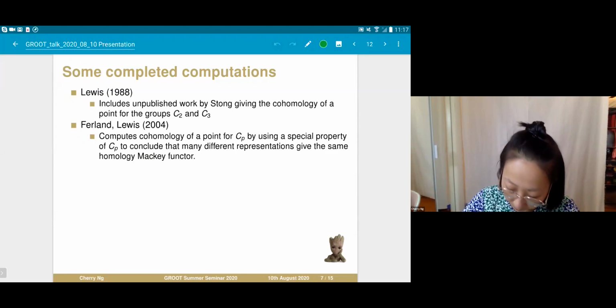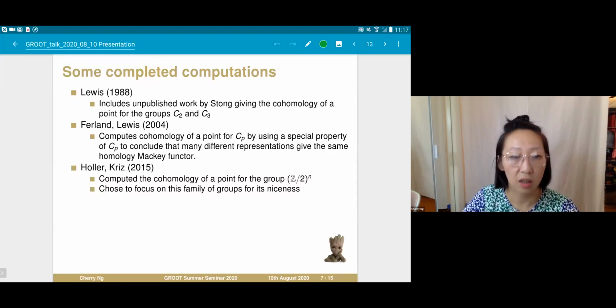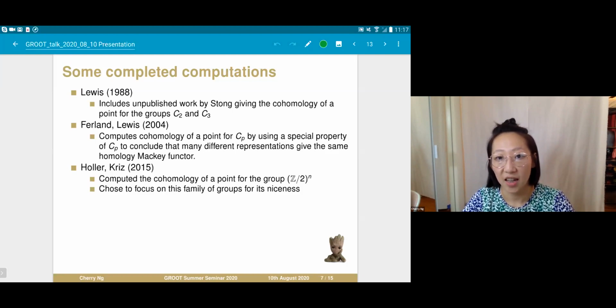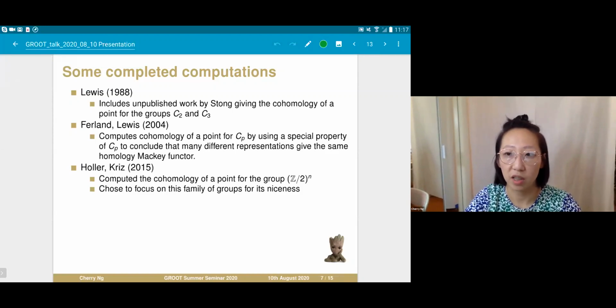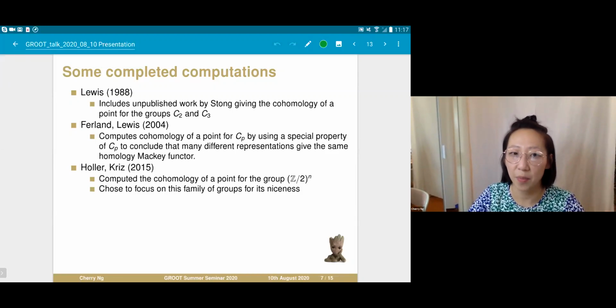And then in 2015, there were computations completed for the group Z mod 2 to the n. And in it, the author claims that they chose to focus on this group because the representation ring of Z mod 2 to the n is particularly nice. And what do they mean by particularly nice? All of the real representations are one-dimensional. And they're basically all the same. They're not isomorphic representations, but it's pretty much all the same. And so the representation ring is super, super convenient.